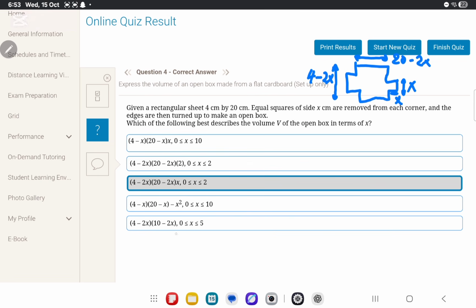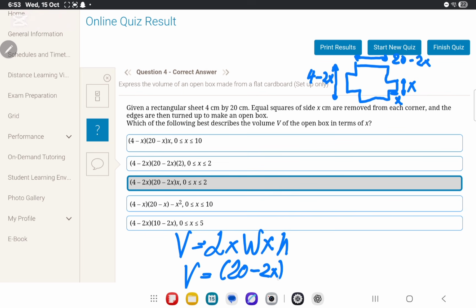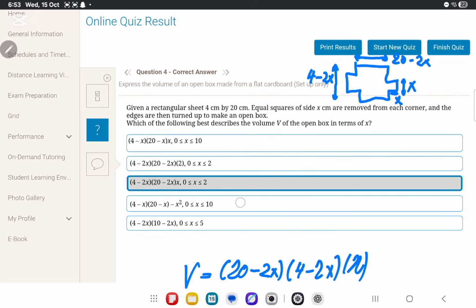So what's the volume of a box? The volume is length times width times height. So the volume is going to be, the length is 20 minus 2x, the width is going to be 4 minus 2x, and the height is just going to be x, right? So this is our volume. And then you multiply them all by each other, but that's not what's required for this question. I'll explain it later in the other question. Okay, so let's see what we can eliminate. This is wrong because it's 20 minus 2x.